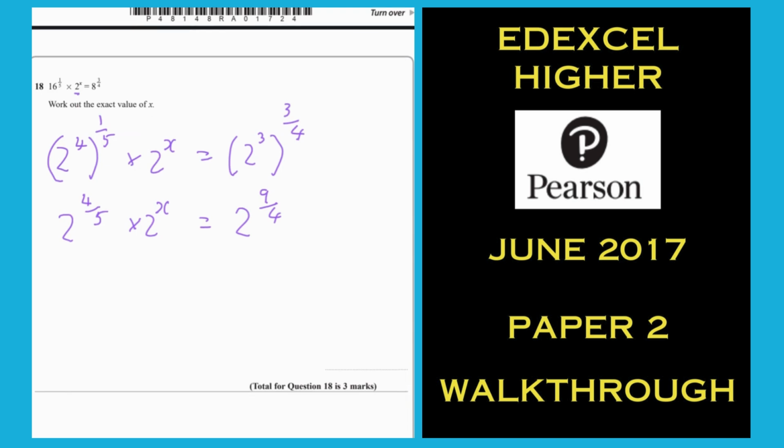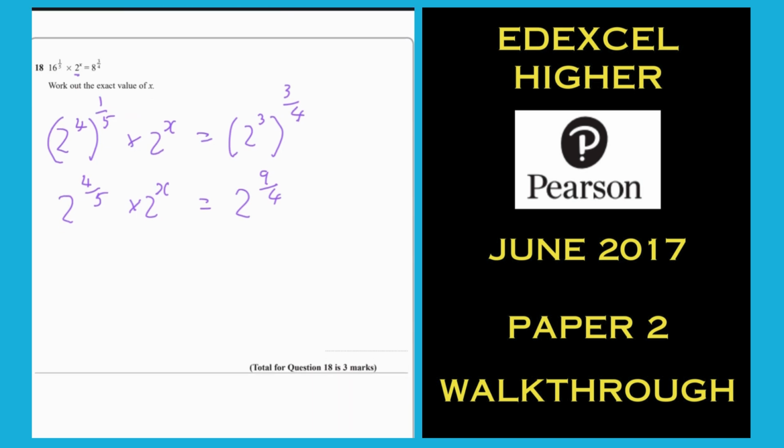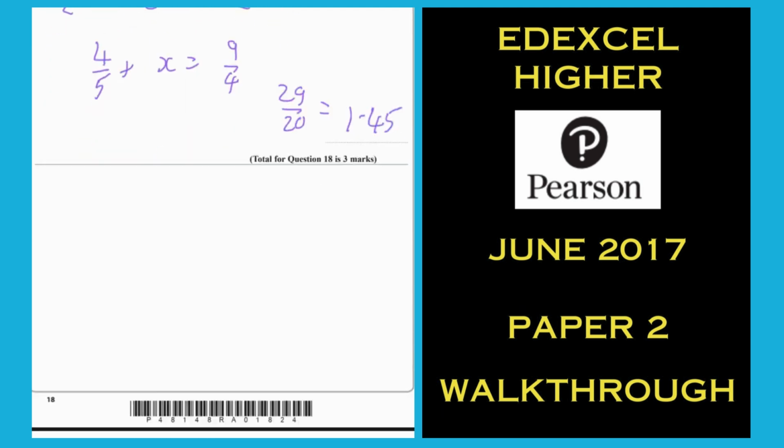Because when you multiply, it means add your powers. So 4/5 added to x will give you 9/4. And again, if you want to practice, feel free to convert them into 20ths. This is where I picked up my calc. 9/4, take away 4/5, gives me 29 over 20, or 1.45. Either, obviously, 1 and 9/20ths, all perfectly good answers.